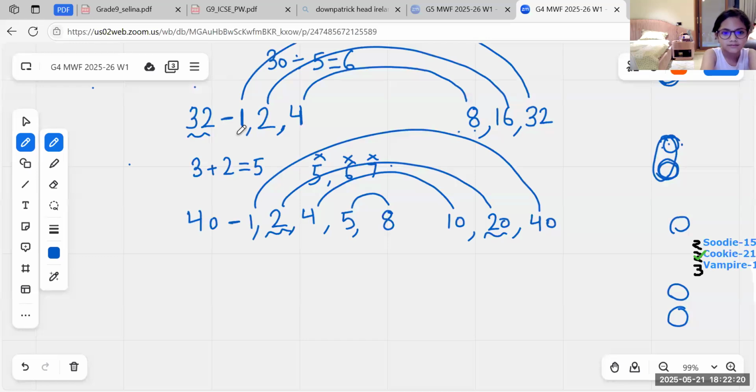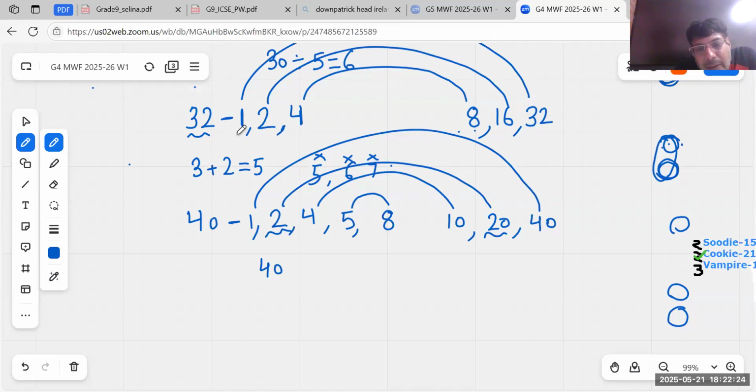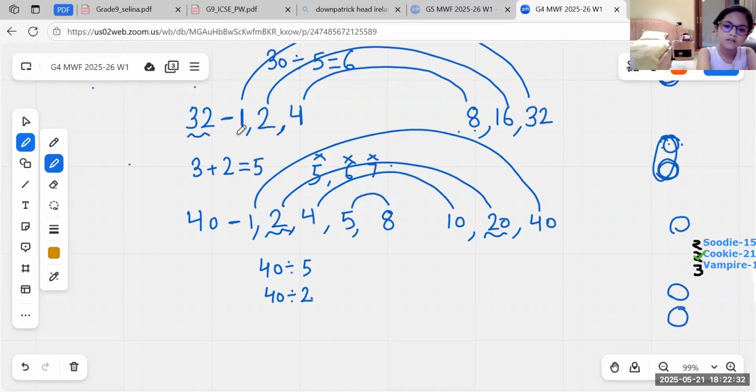and 8. बेटा आपने 40 डिवाइड बाय 5 नहीं किया एंड 40 डिवाइड बाय 2 नहीं किया. तो हमें डिवीजन करना पड़ता है फैक्टर्स में, बिकॉज 2 के साथ हमें 20 फ्री मिलेगा, 5 के साथ 8 फ्री मिलेगा.